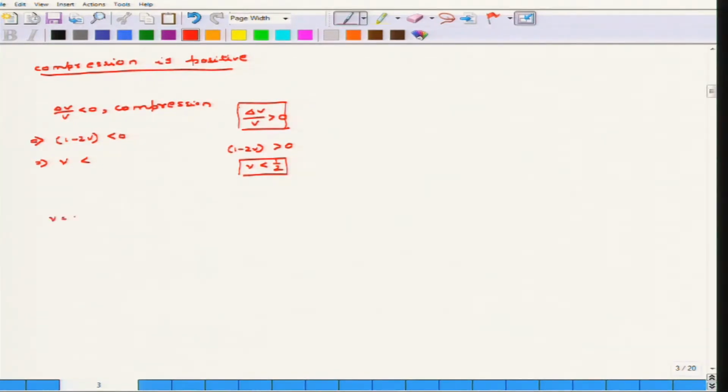Now, what happens if nu is equivalent to 0.5? You all know that when nu is equivalent to 0.5, this corresponds to delta V by V equivalent to 0. That means the soil is termed as incompressible. So, this is a general, very easy problem on considering linear elastic soil.